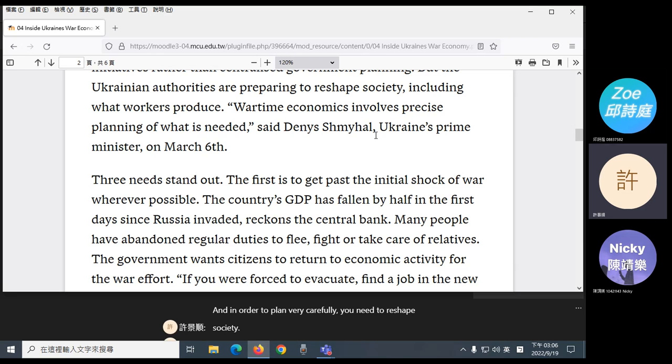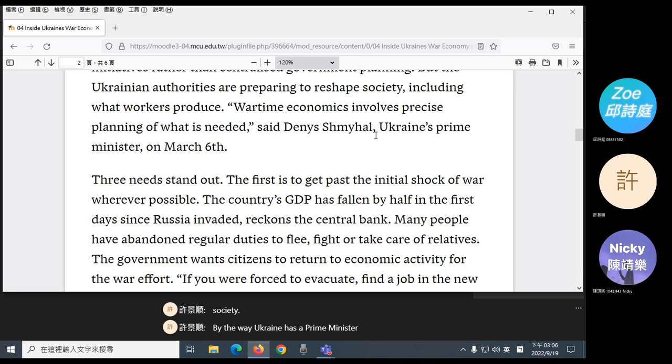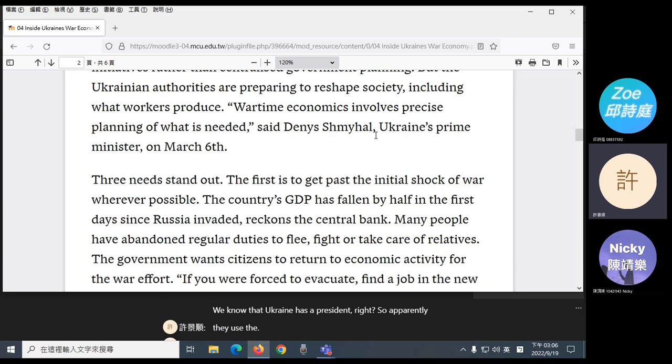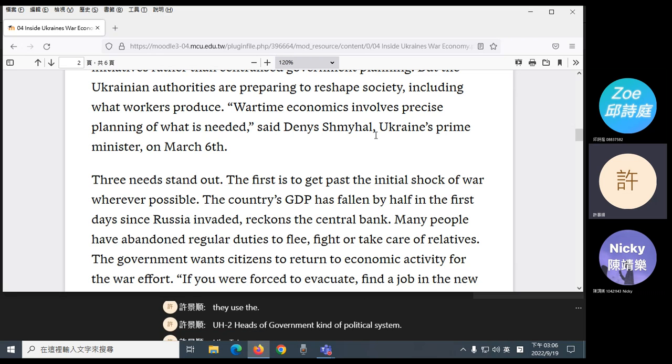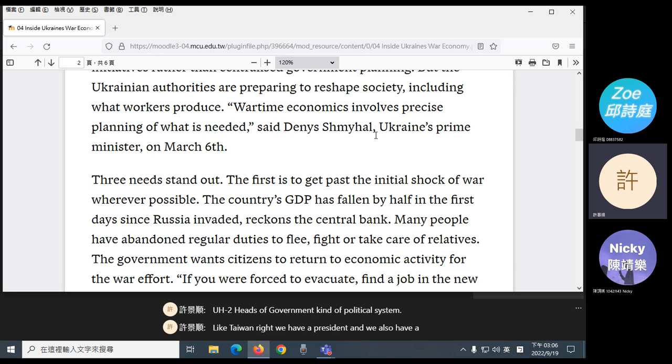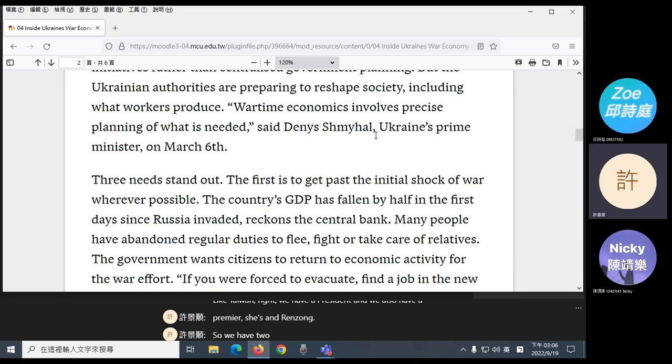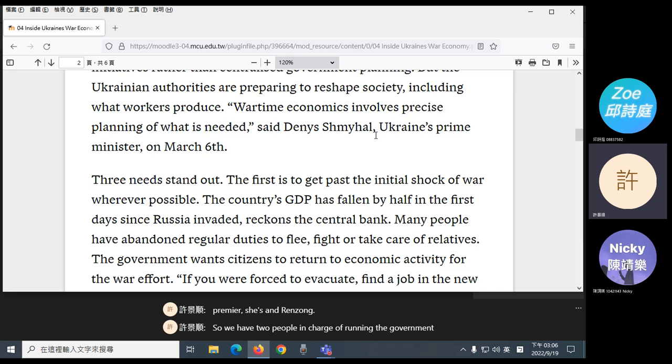By the way, Ukraine has a prime minister, huh? We know that Ukraine has a president, right? So apparently they use the two heads of government kind of political system, like Taiwan, right? We have a president and we also have a premier, 行政院长. So we have two people in charge of running the government. The same idea. They have a president and they have a prime minister.